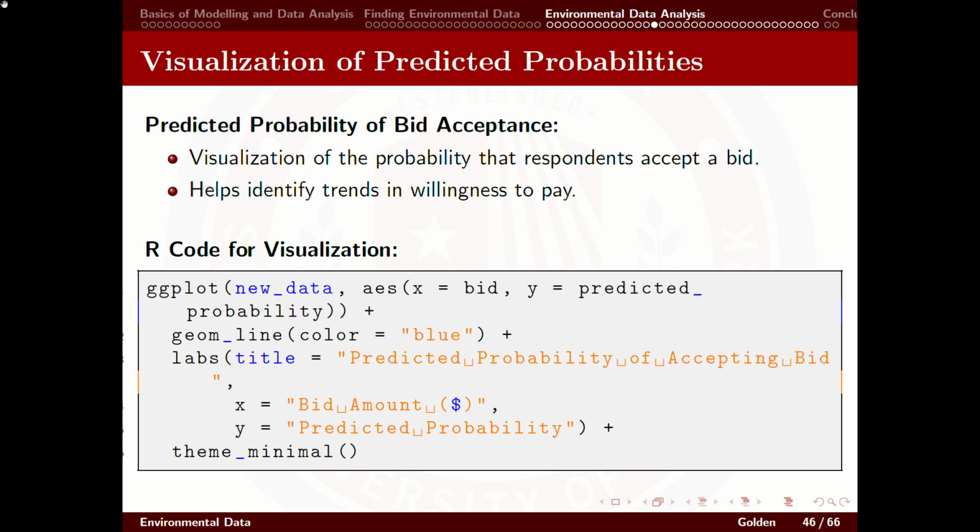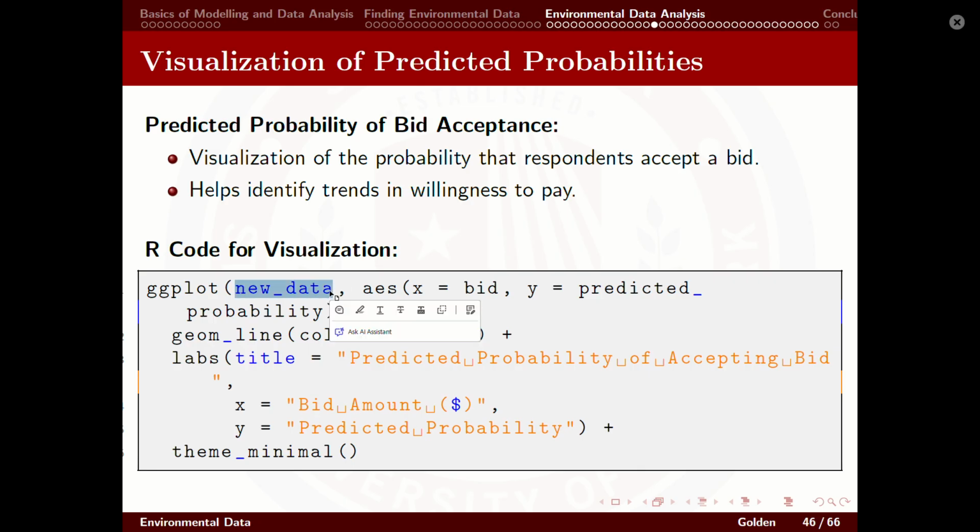So let's say you want to visualize the predicted probability of bid acceptance. The probability that respondents accept a bid helps to identify trends in willingness to pay. You can use our friend ggplot. You'll need to install and then open the library of ggplot, but assume you've already done that.